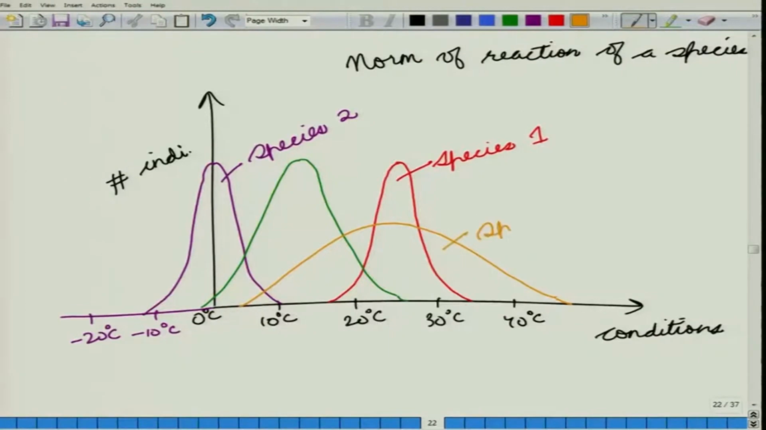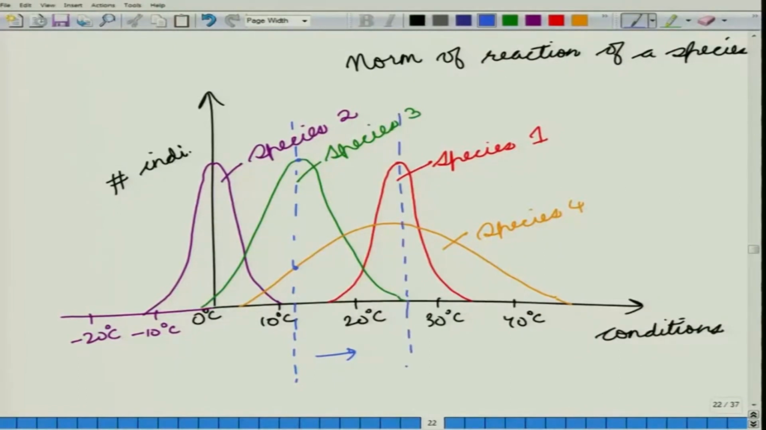So, this is for species 4, this is for species 3 and so on. Now, suppose you change the conditions. So, suppose earlier your temperature conditions were close to this. So, at this temperature you are seeing a large number of individuals of species 3, some individuals of species 4. But now let us move this temperature towards the right. So, suppose let us take this temperature.